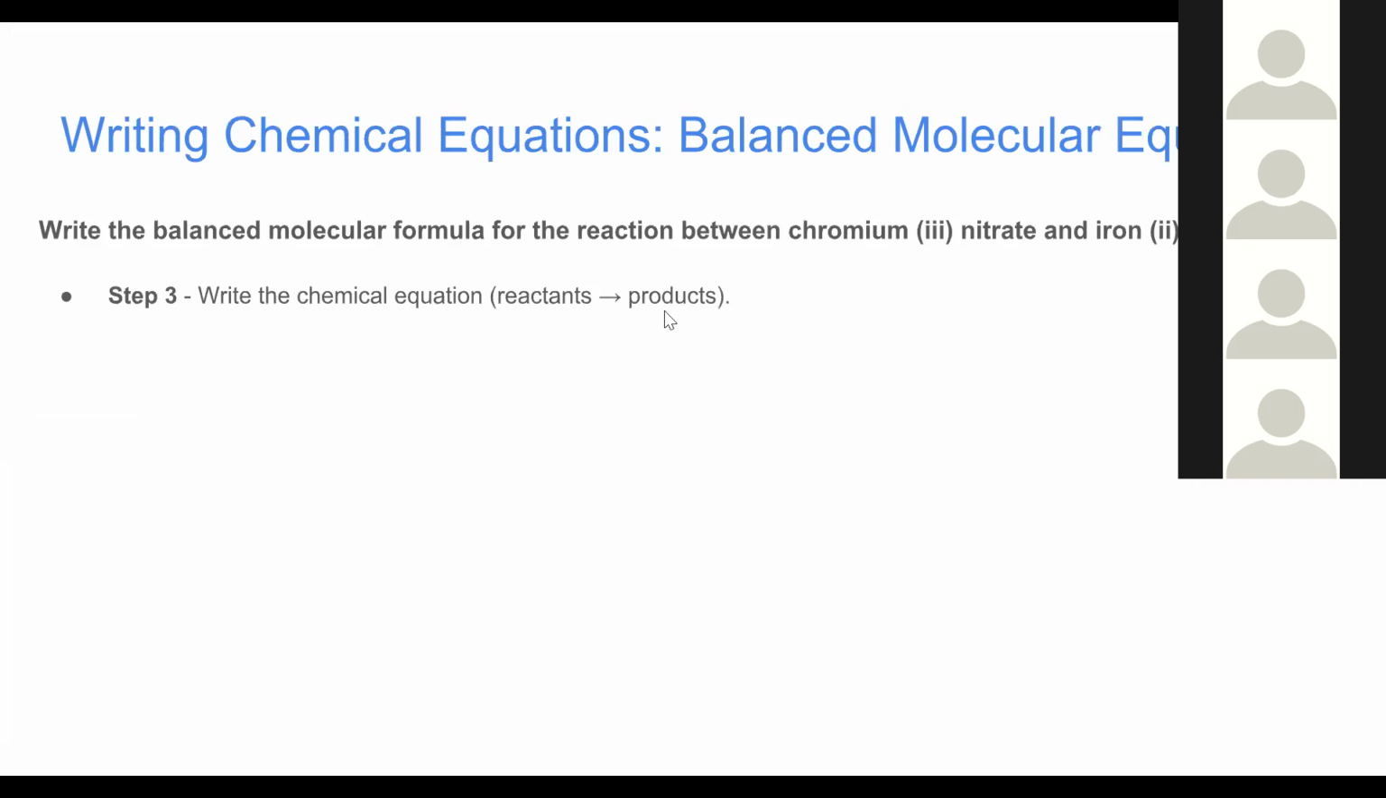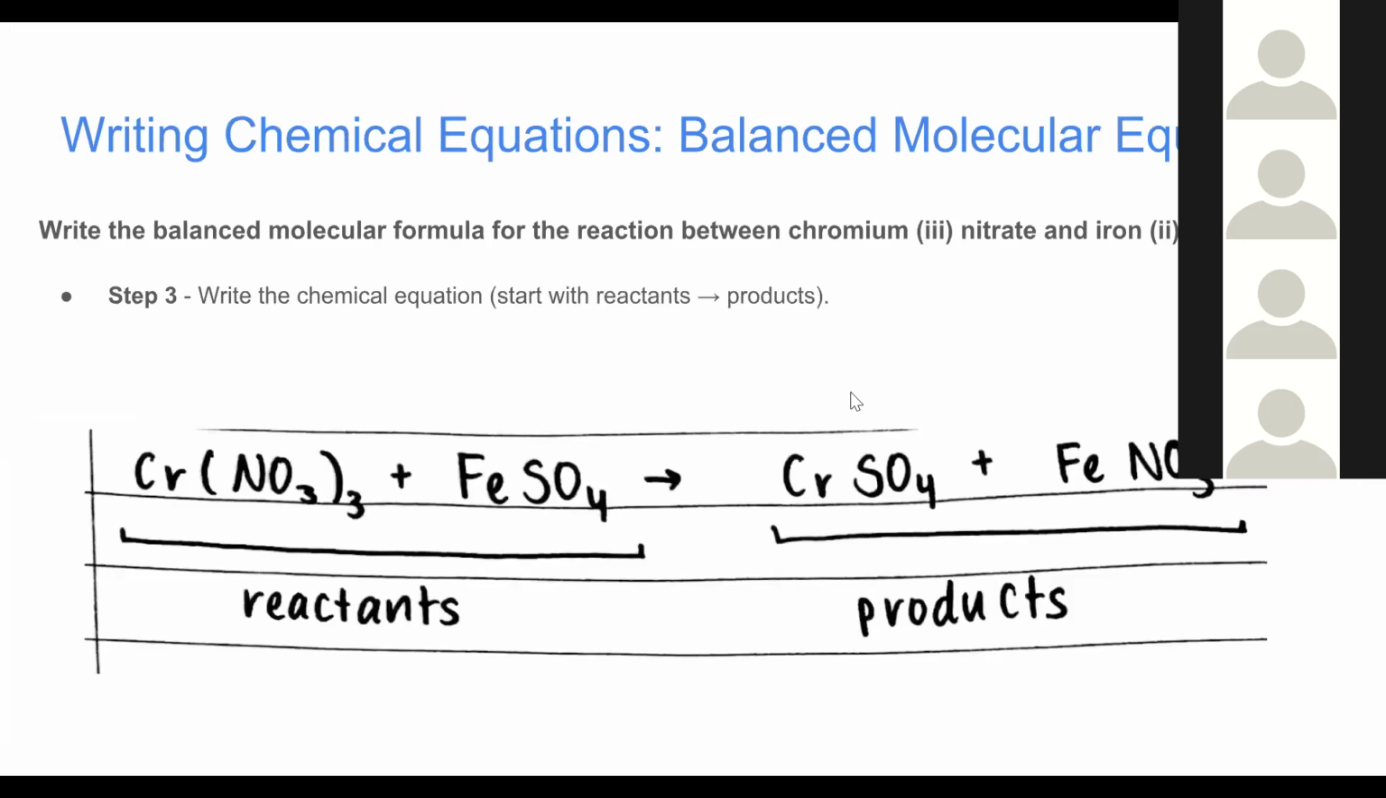We are always going to start with our reactants and then draw the arrow to turn into products. So you should have written something like this. The reactants are here and our products are here, and we know to form this because opposites attract. So this negatively charged nitrate is going to pair up with the positively charged iron. And then this positively charged chromium is going to pair up with this negatively charged sulfate ion.